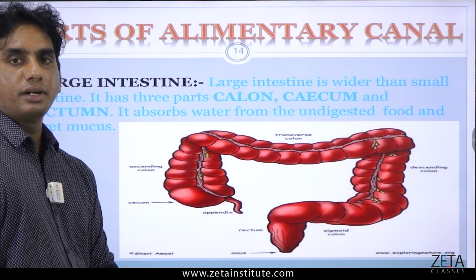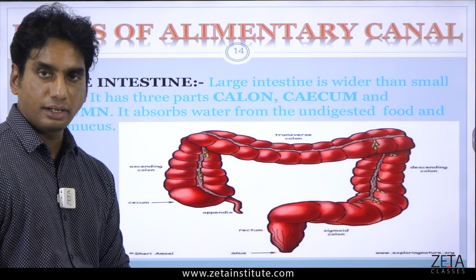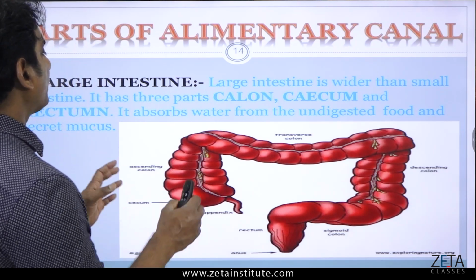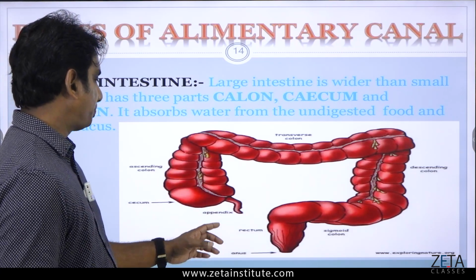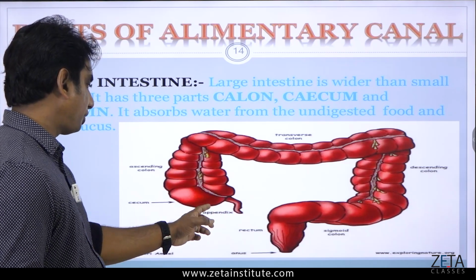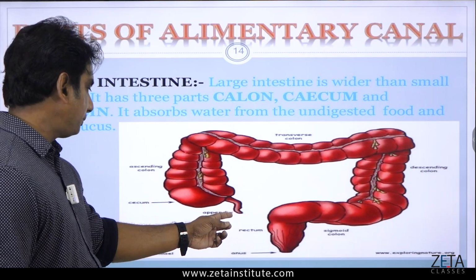The large intestine is now divided into three parts: cecum, colon and rectum. You need to study in detail only in grade 11. Here in grade 10, just remember that these are the names: cecum, colon and rectum. Cecum is the first part where the small intestine joins over here. There we have an appendix, which is mostly a non-functional organ.